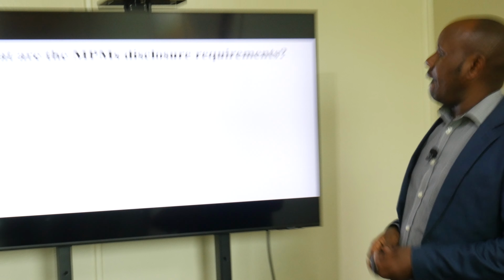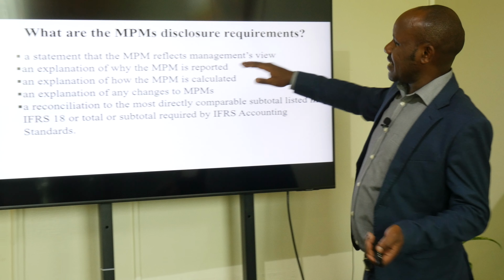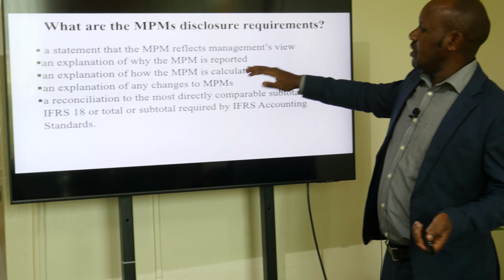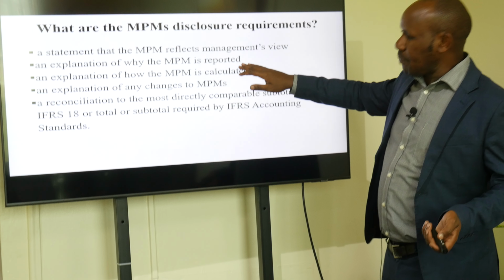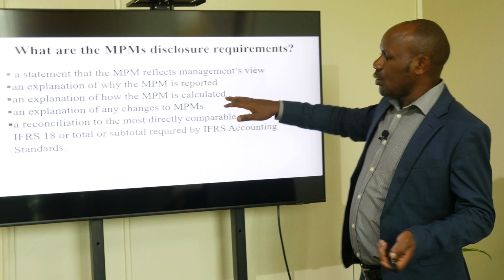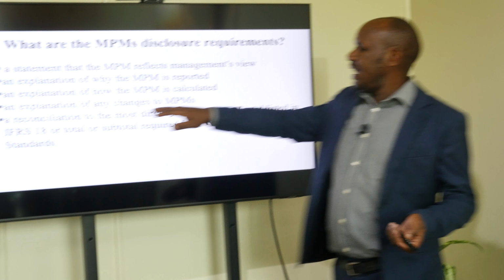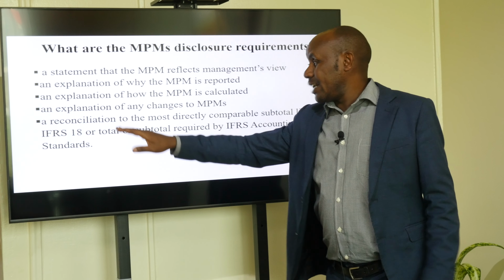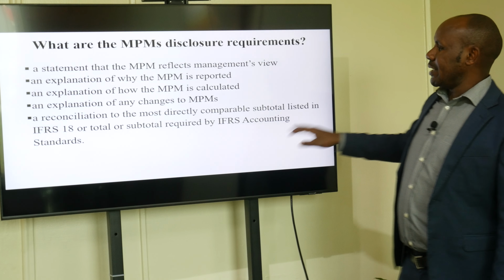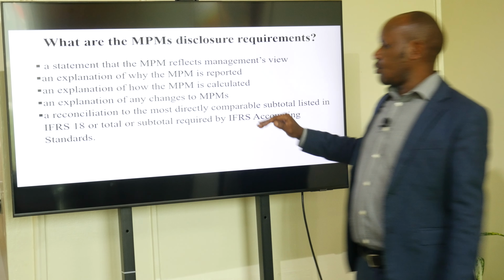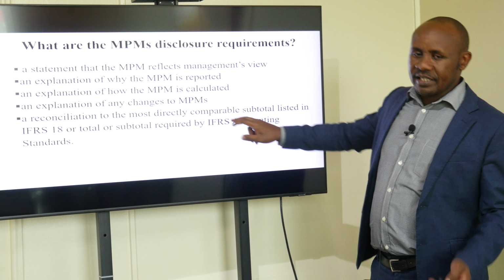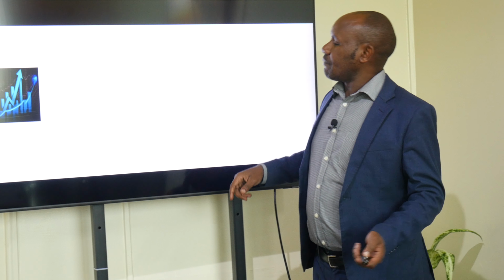So what are the disclosure requirements? We need to disclose a statement that the MPM reflects the management's view. It is the management's view, an explanation why the MPM is reported, an explanation of how it is calculated, of any change to the MPMs, and very importantly, a reconciliation to the most directly comparable subtotal in IFRS 18 or total or subtotal required by the IFRS accounting standards. So comparability, remember comparability.